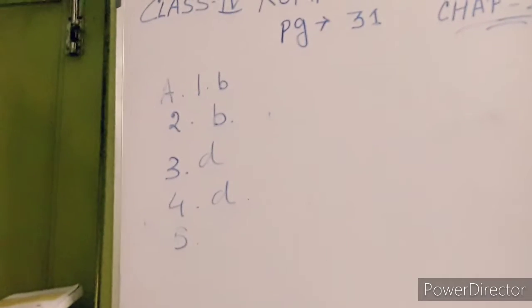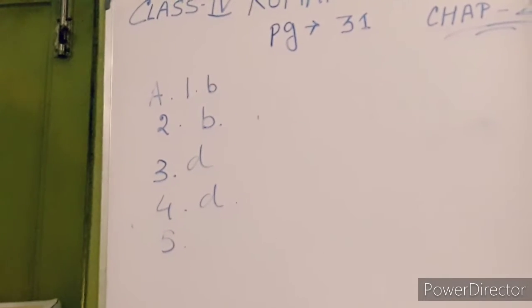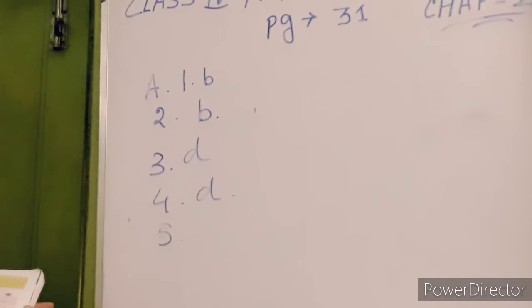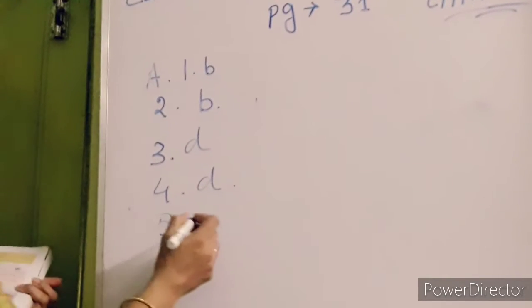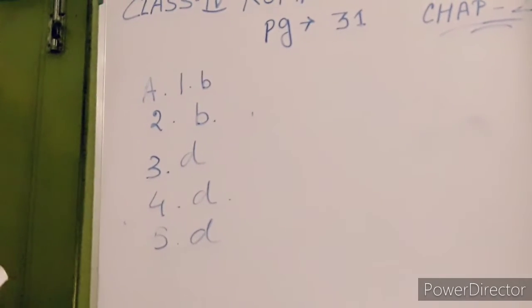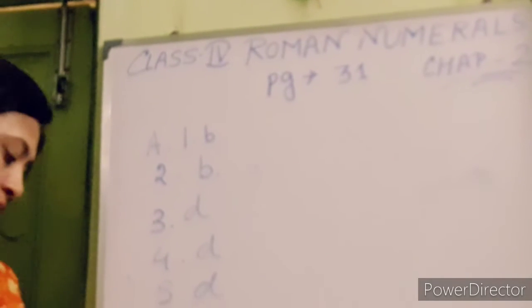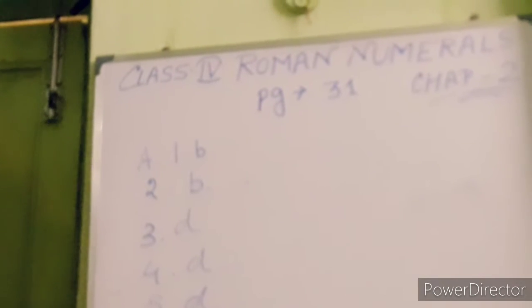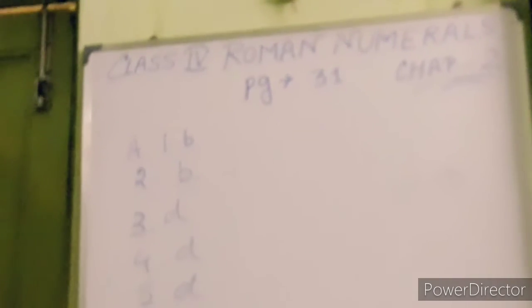Roman numerals do not have which of the following: I, X, L? All symbols are present in Roman numerals, but there is no symbol for 0. So option D, 0, is the answer. Sorry, this is question number 4. I have missed something here. Question number 5, so once again I am doing question number 5.